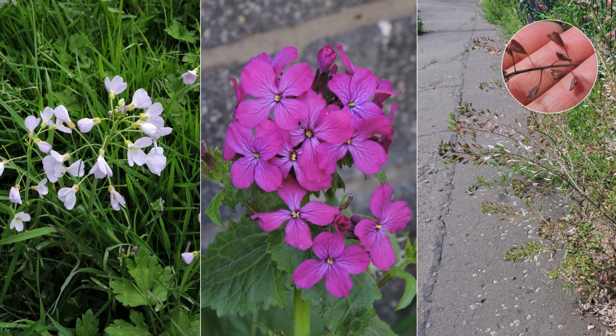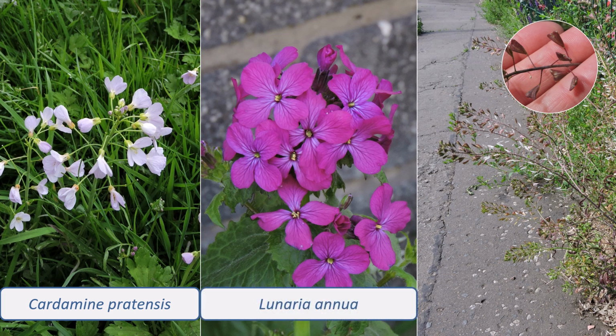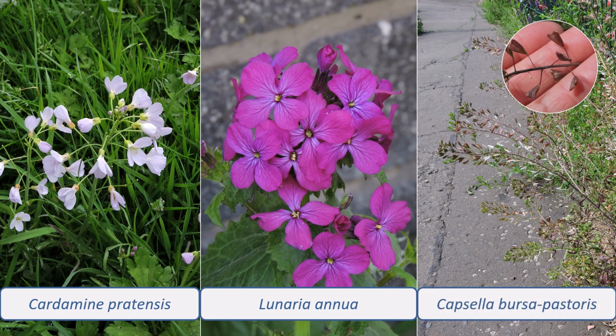Look out for these 3 species in your local area. Cardamine pratensis, cuckoo flower, a delicate plant with compound leaves and pale pink or white flowers, and elongated cylindrical fruits. Lunaria annua, honesty, a larger plant with triangular toothed leaves, purple or pink flowers, and flattened oval fruits that become papery when mature. And Capsella bursa-pastoris, shepherd's purse, with a rosette of lobed leaves and spreading stems with small white flowers and heart-shaped fruits.